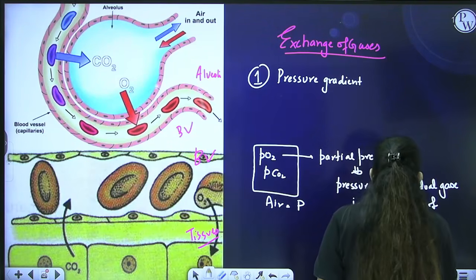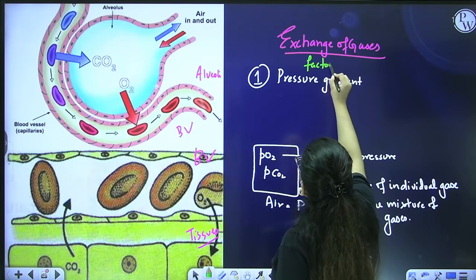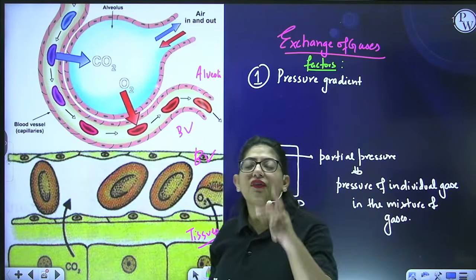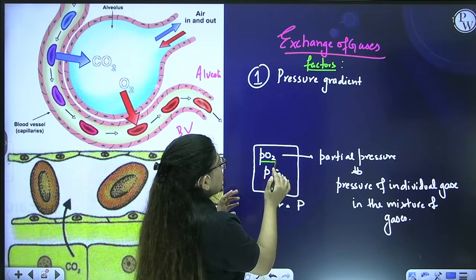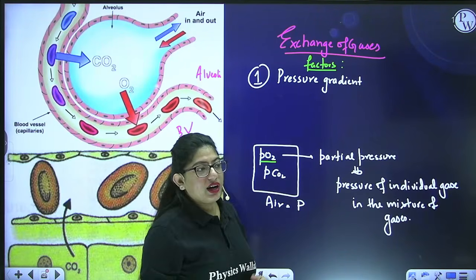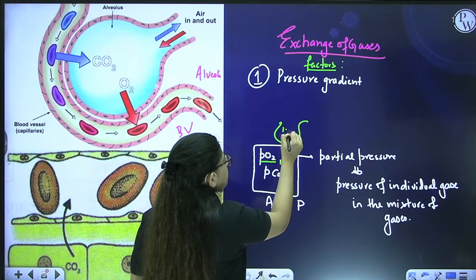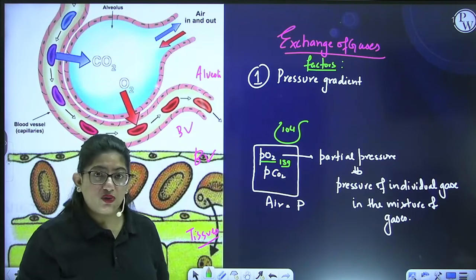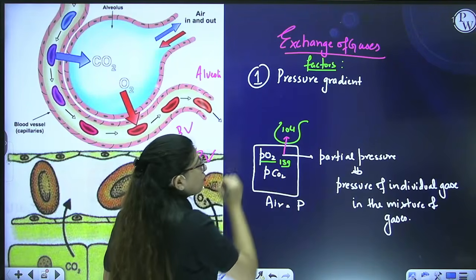Fine. So these are the factors that affect the exchange of gases. First is the pressure gradient. So we say, more the difference in the partial pressure, more the exchange. For example, in air the partial pressure of oxygen is around 159 mm of mercury and in the alveoli it is 104. There is so much difference. This is high pressure, this is low pressure. So air can easily move in.